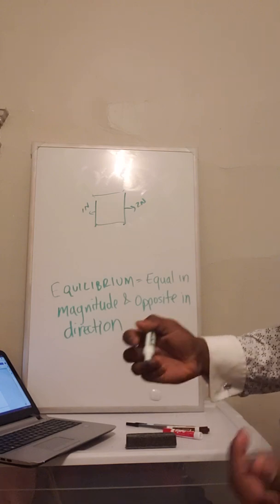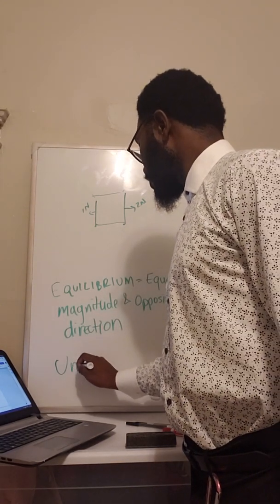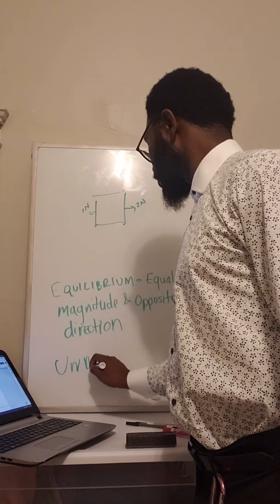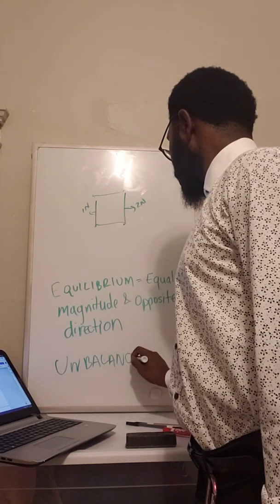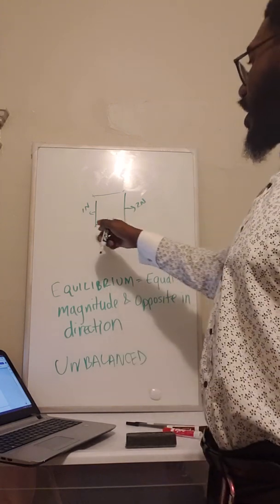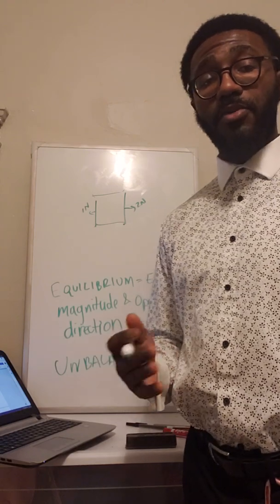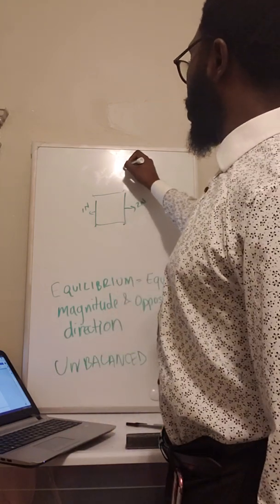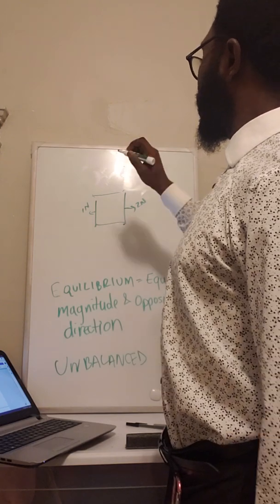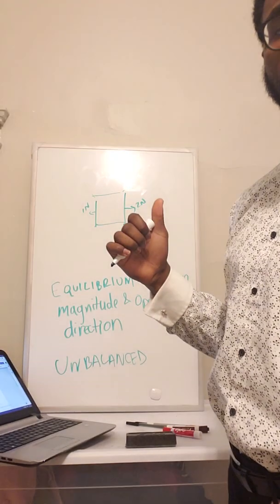Now we have an unbalanced force, right? Unbalanced. All right. So we have 1 newton and 2 newtons. First step is to find which direction is negative and which is positive. So we'll go back to what we did initially. We'll say positive is to the right.